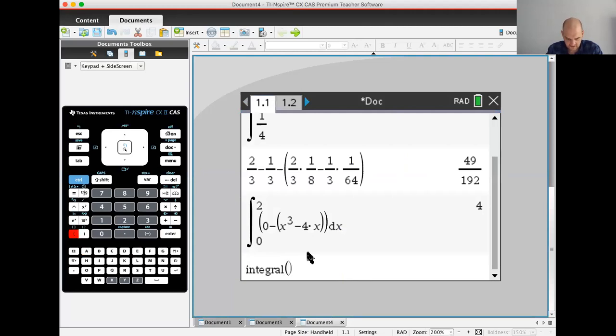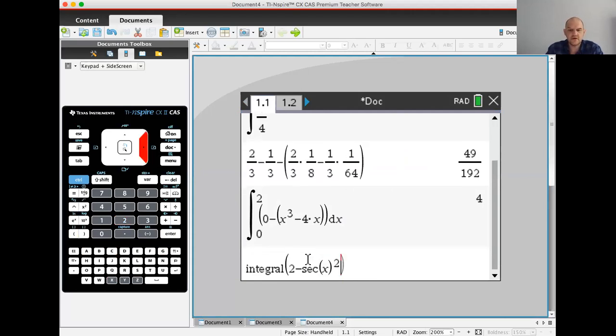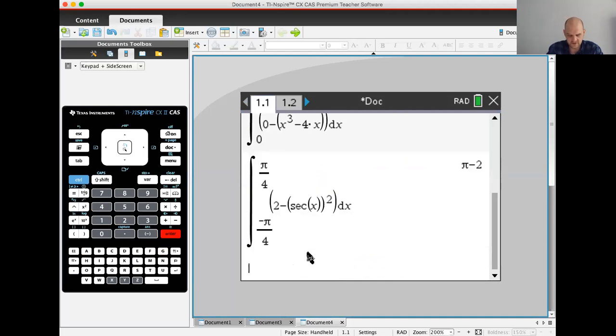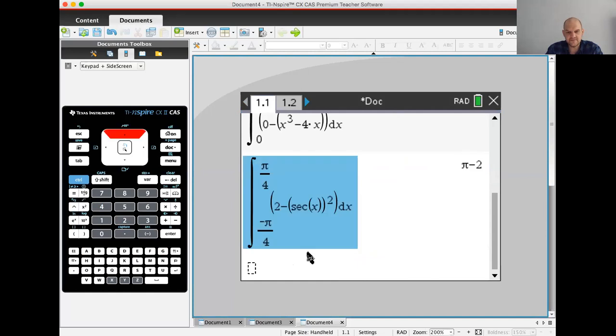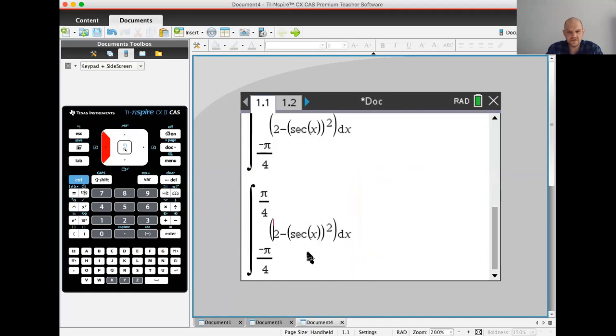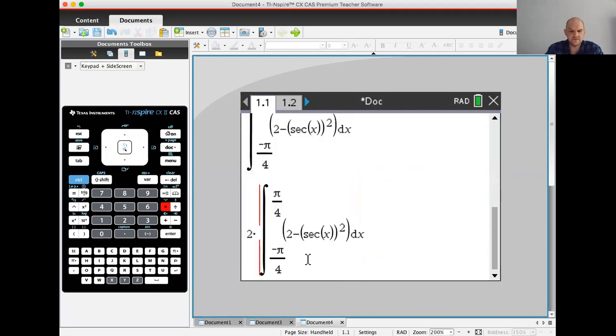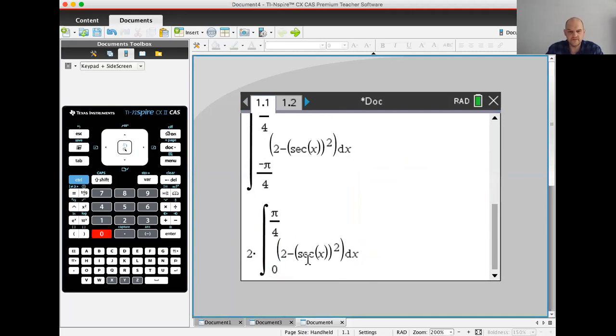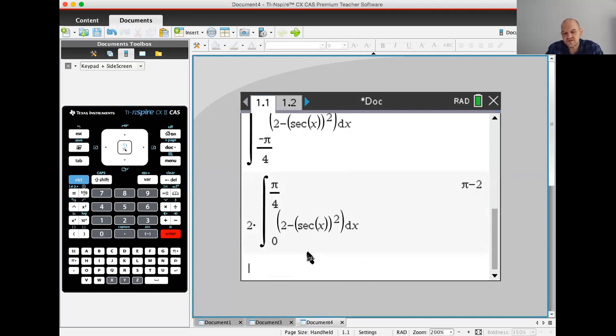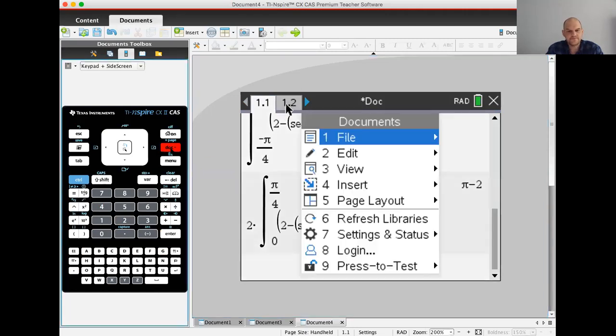Here, I'm going to do the integral of 2 minus secant of x squared, comma x, from negative pi over 4 to pi over 4, right? Why take those human skipping things? Pi minus 2, outstanding. We did it slightly differently, right? We did 2 times the integral from 0, because that's what you should really try to do with an even function. If the bounds are symmetric, it's just a little easier.